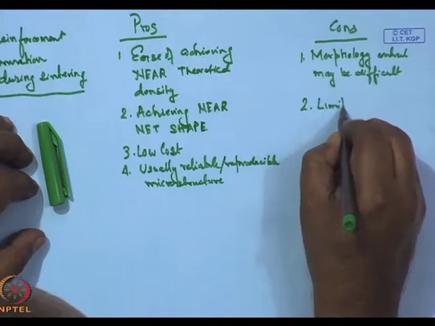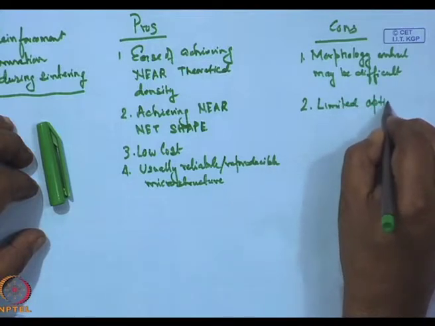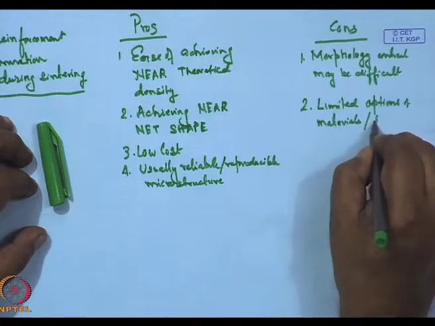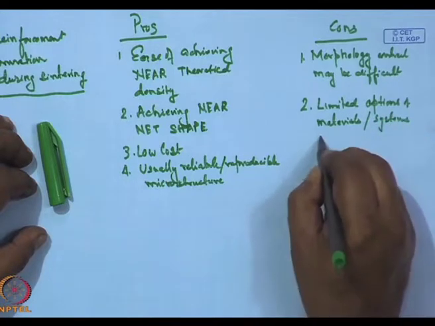Hence, it is very important that in such systems the amount of liquid which is formed is controllable, and that most of the liquid converts to crystalline form one way or the other, whether they give this microstructure, immaterial, so long as residual liquid phase is almost nil. Hence, there are limited options of materials or systems available.